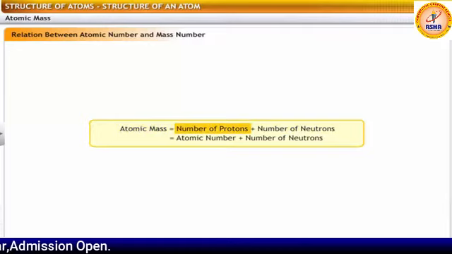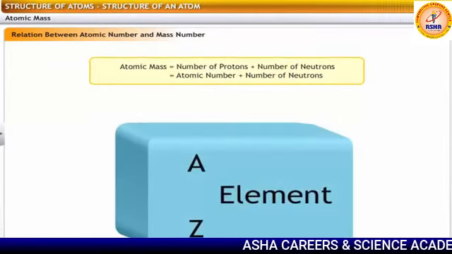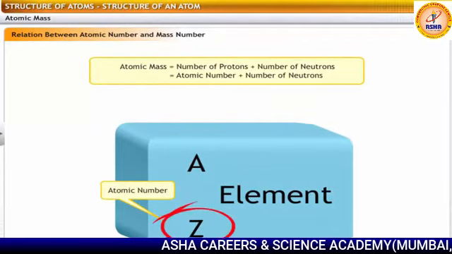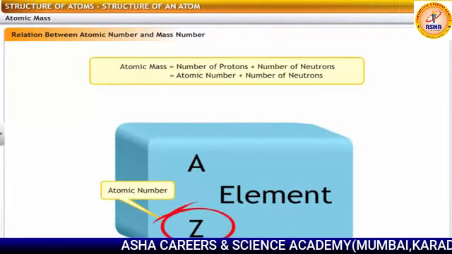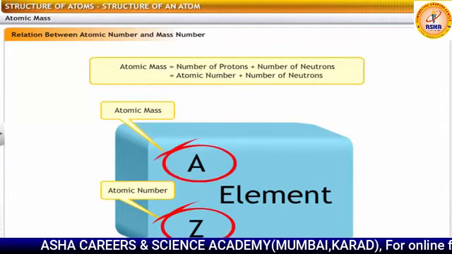Since the number of protons in an atom is equal to the atomic number of the element, the above relation can be rewritten as mass number equals atomic number plus the number of neutrons. The atomic number and mass number can be indicated on the symbol of an element. The atomic number is written as a subscript on the lower left side of the symbol, whereas the mass number is a superscript on the upper left side of the symbol.